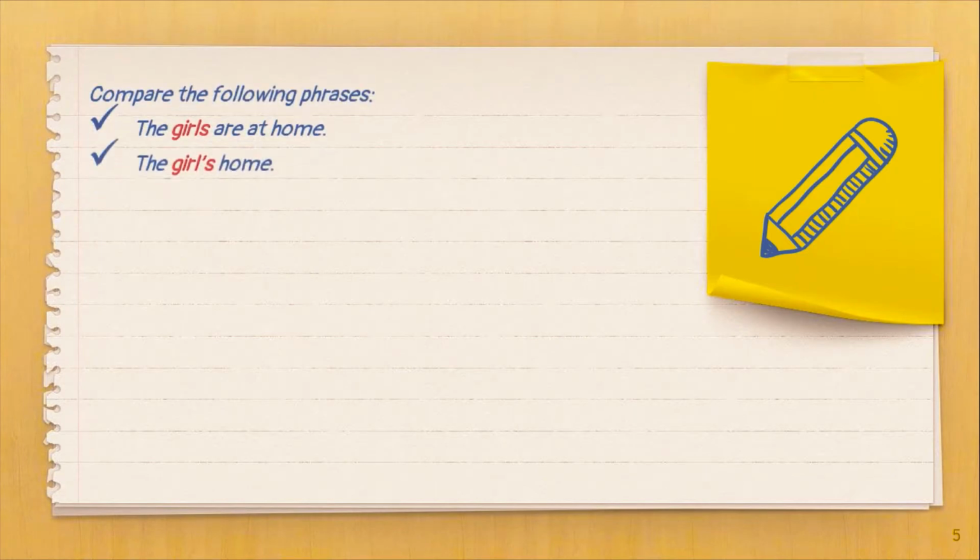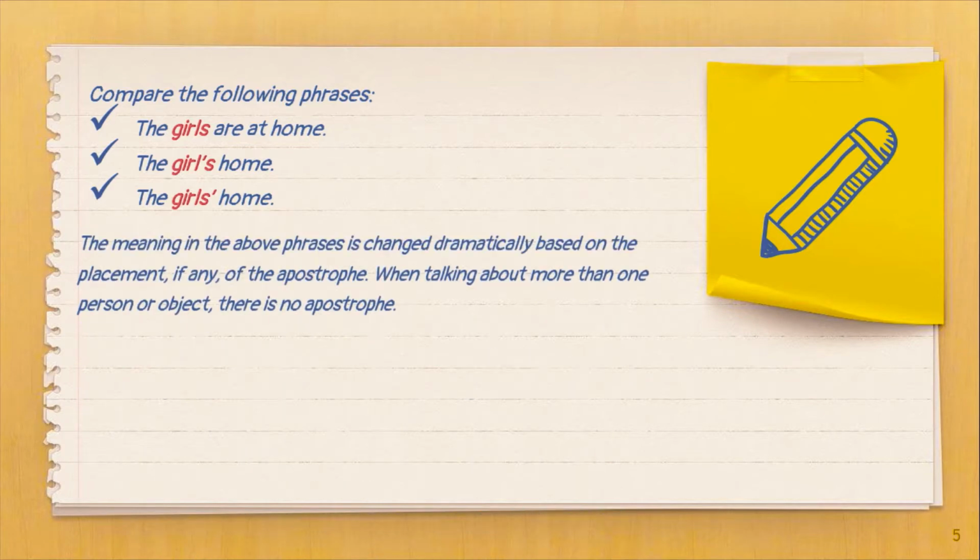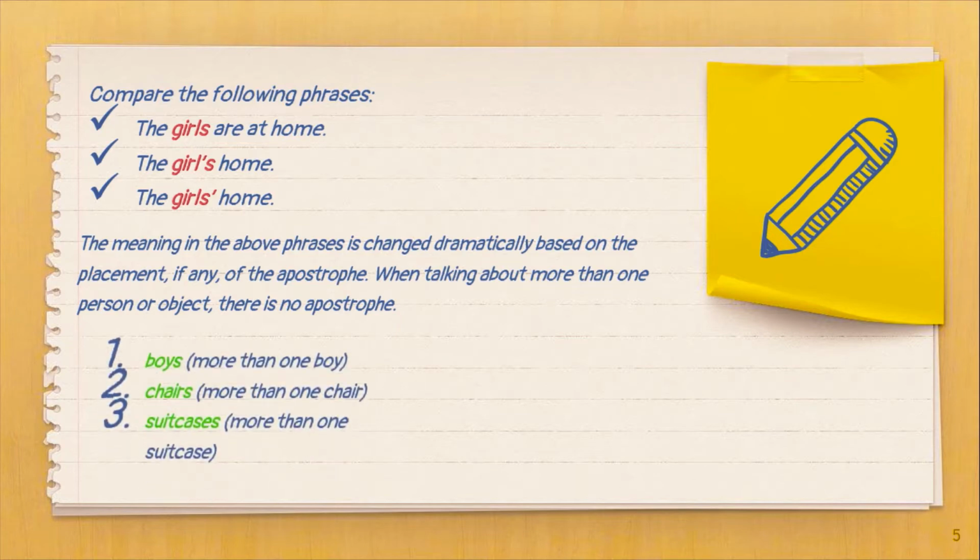We have 3 phrases here. The girls are at home, the girl's home, the girls' home. As you can see, the apostrophe is placed differently in each phrase. The meaning in the above phrases changes dramatically based on the placement. When talking about more than one person or object, there is no apostrophe. So let's see, for example, boys, chairs, suitcases. The example words are plural words with more than one object or more than one person.